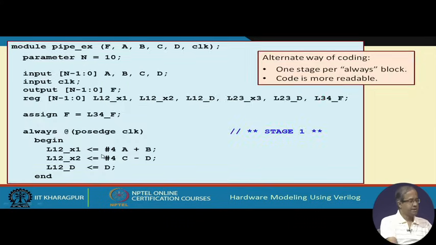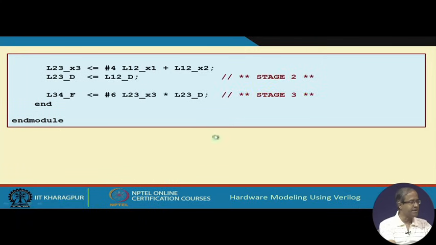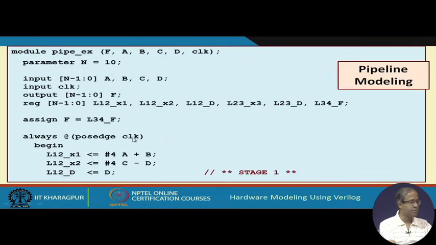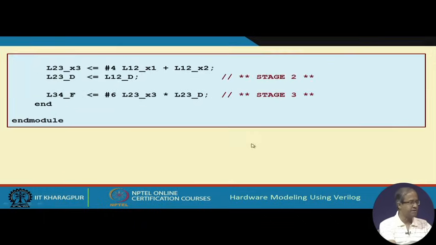Now, there is another alternate style that we are showing here. So, you can do the same coding in a slightly different way. You see here what we did, we used a single always block, and inside the always block the first three statements were stage 1. Of course, we wrote a comment here just to indicate that these three are stage 1, these two are stage 2 and this is stage 3.